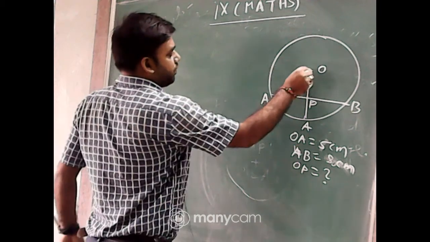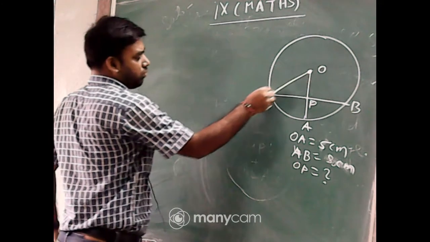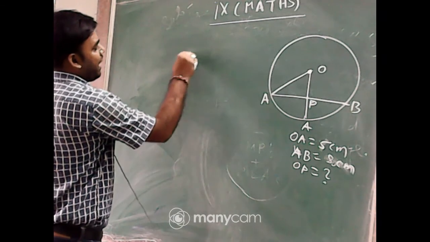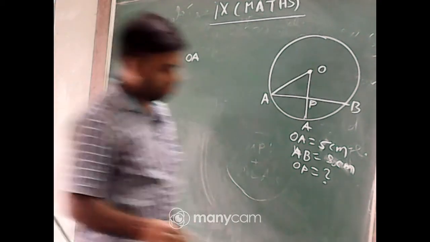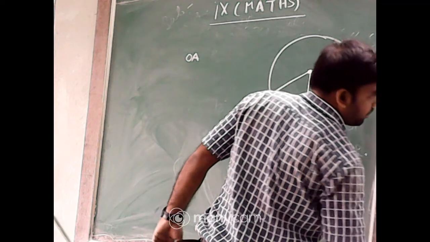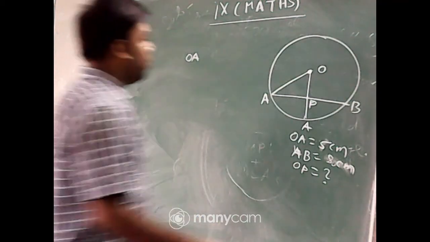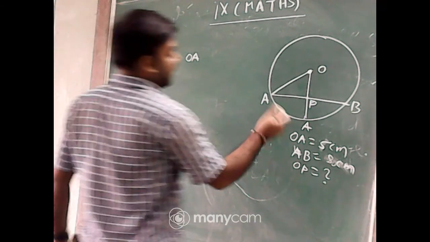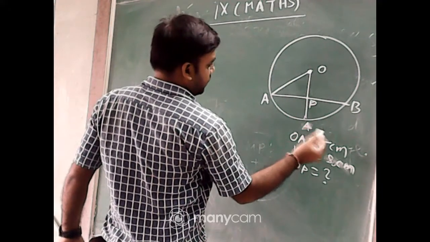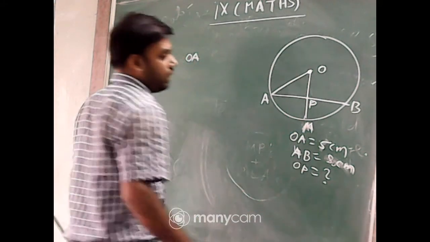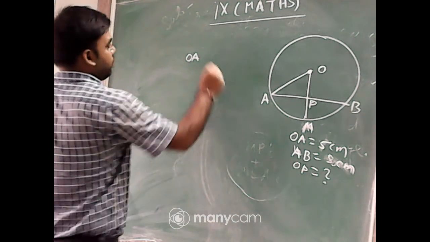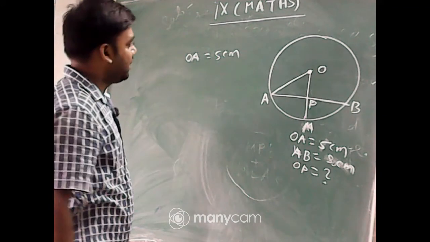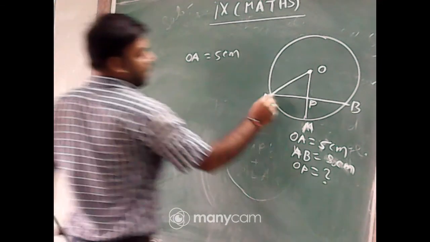First of all, what will be the value of OA? Anyone can say? Oh, two things are given. That is AB. Oh my God, two OA are given. So OA is also 5 centimeter. Now AB equal to 8 centimeter.